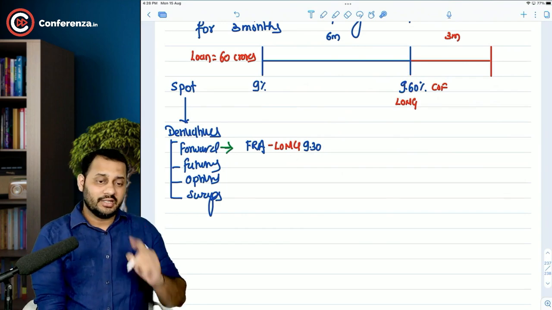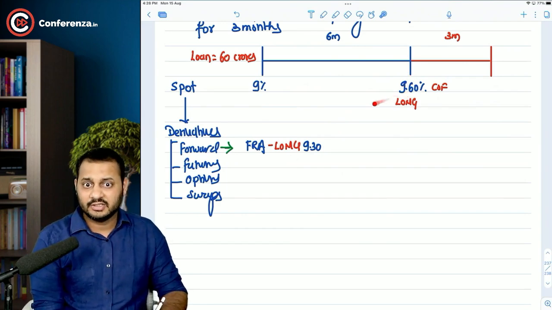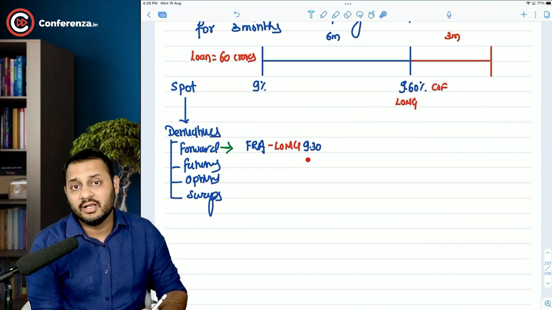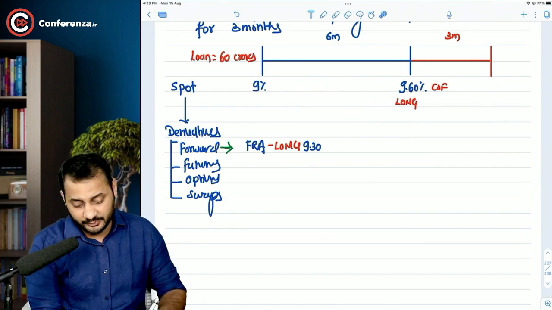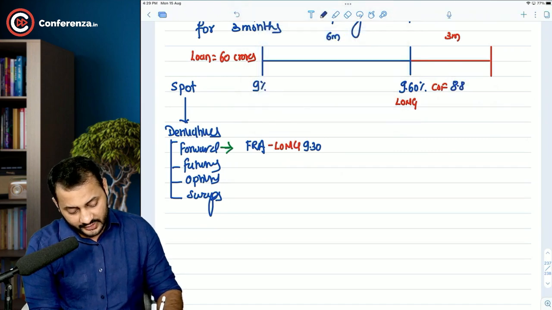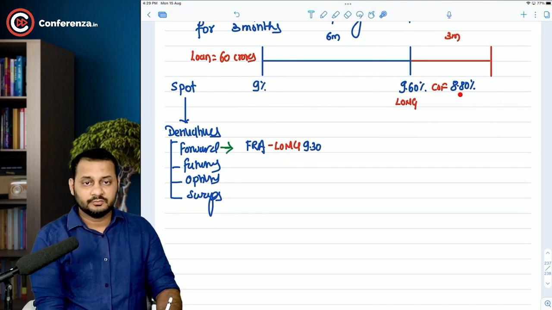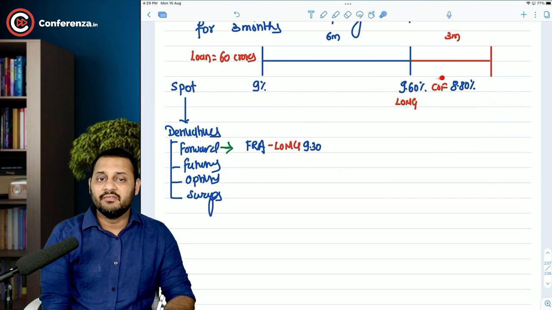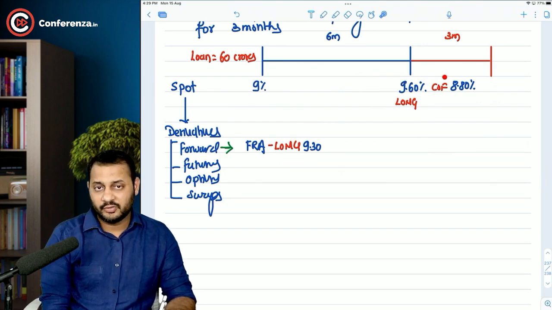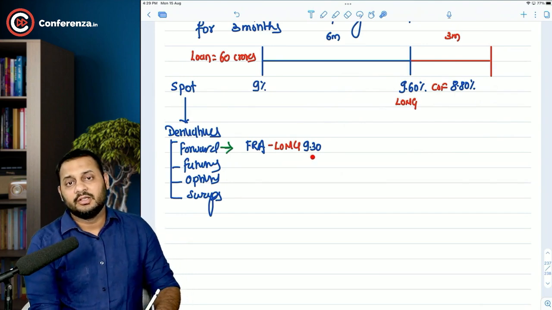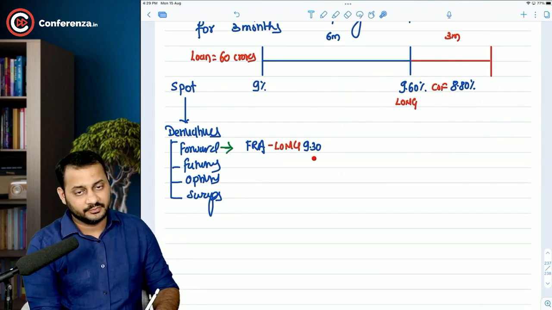So there is one benefit, that if the interest rate rises, you will still get the loan at 9.30%. But the problem will arise because of this contract. If the interest rate goes against your expectation, let's say if the interest rate goes down to 8.80%, at that time you will regret taking this forward rate agreement, because even though the rate is lower, 8.80%, still you have to pay 9.30%. This is how the transaction will happen.